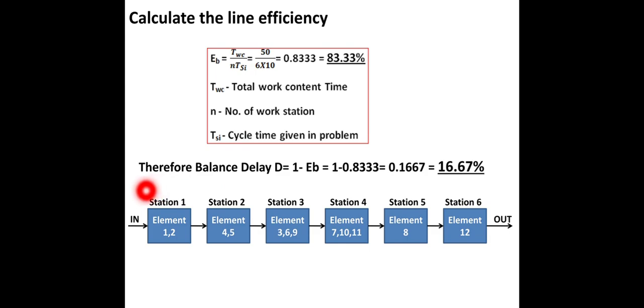They have asked us to calculate balance delay also. Balance delay is equal to 1 minus line efficiency. So you will get 16.6%. Okay. So this completes the problem. After completing the problem, you need to represent the workstations in boxes like this and show what elements are assigned to that particular station. Okay.